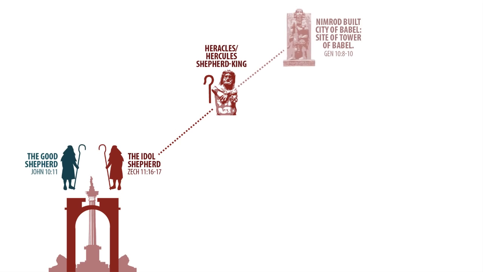And we saw how the idol shepherd, the picture and pattern comes from Hercules and Heracles, who was a shepherd king and was very well known for that. And then how that traces back to Nimrod, the city of Babel, the site of the Tower of Babel too. And how it all goes back to Nimrod. He is the original idol shepherd.